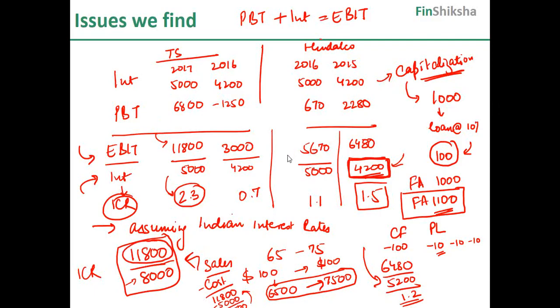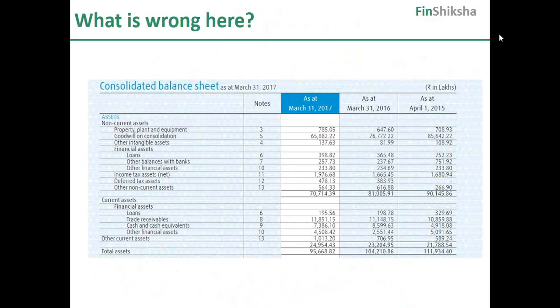There's another interesting one which comes up, which is there's a company here, and if you look at what is wrong here in 2015, right? Look at this carefully. That's the total assets of the company. This is in rupees lakhs. So if I have to convert it to crores, that's about 1,119 crore of total assets.